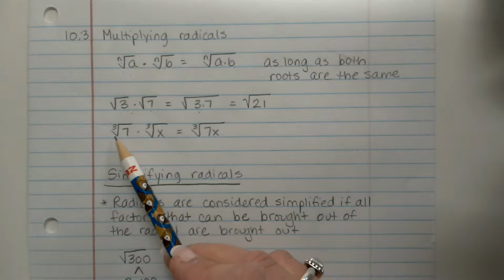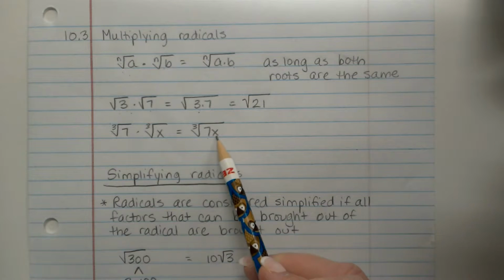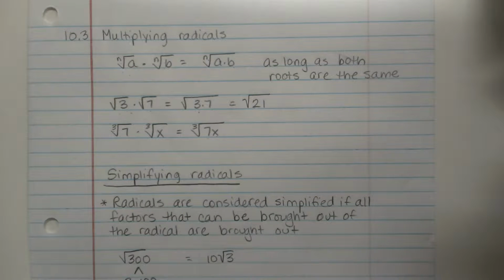In this case, you have a cube root of 7 and a cube root of x. So since they're both cube roots, you can just combine them under the same cube root. You can think of it that way.